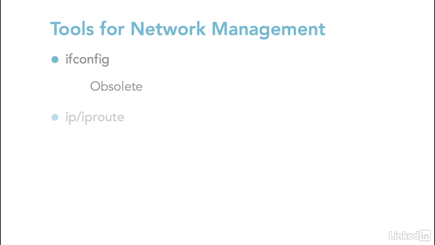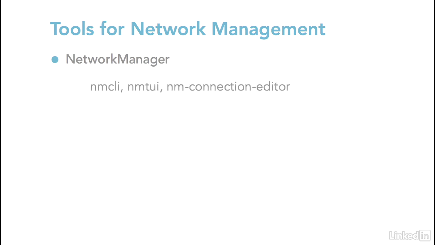The replacement for ifconfig is IP, or iproute on Red Hat Enterprise Linux. I'll show you how to use that to find information and make temporary changes. And I'll also show you NetworkManager, the other primary tool for interacting with network settings. NetworkManager has a couple of different programs that we'll see, like NMCLI, NMTUI, and so on.